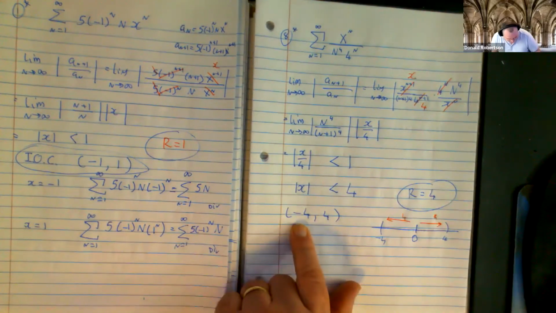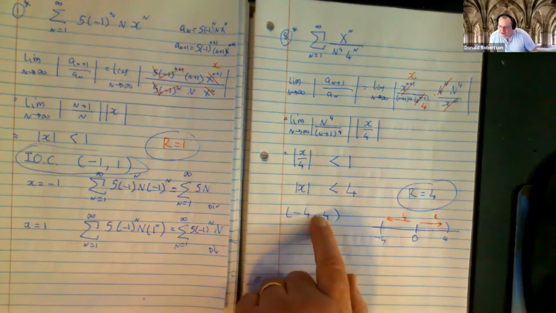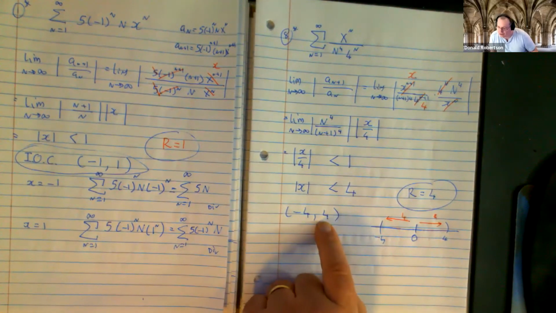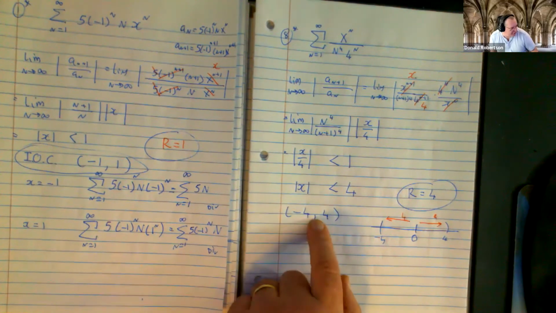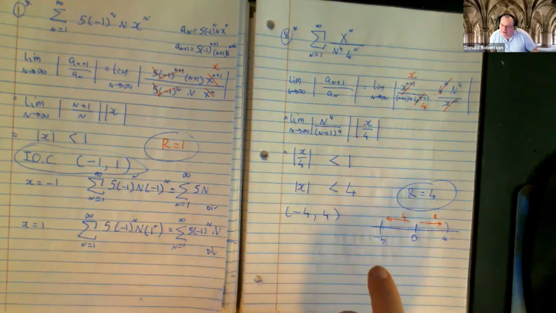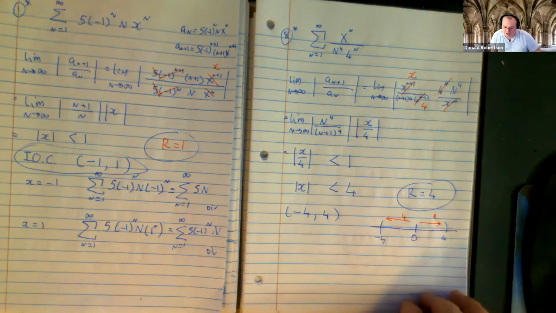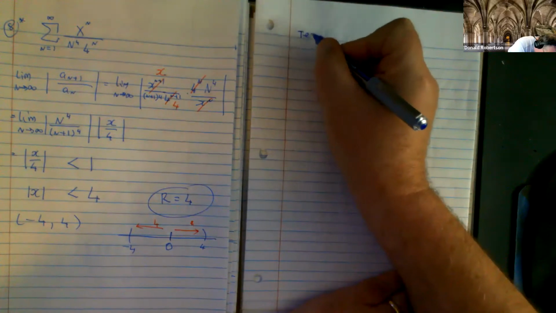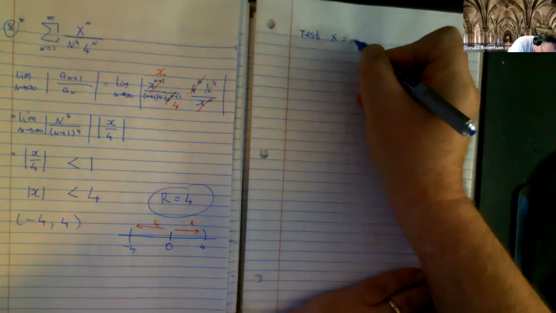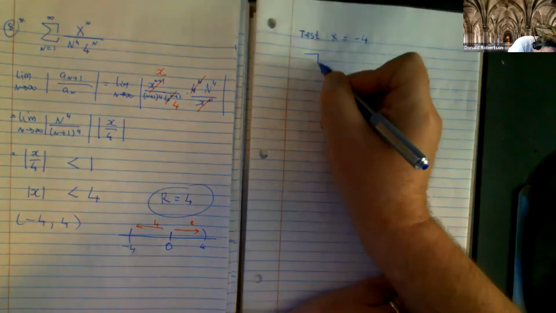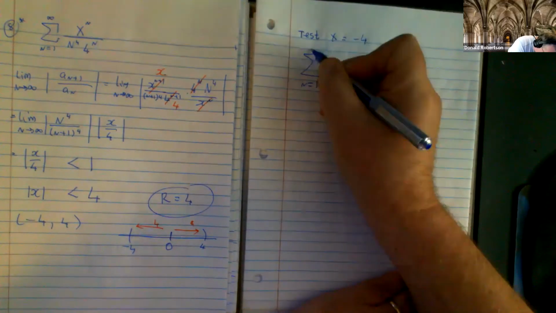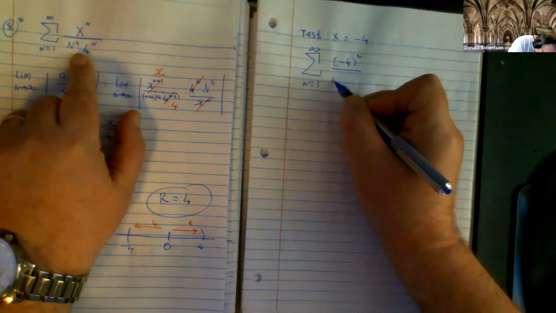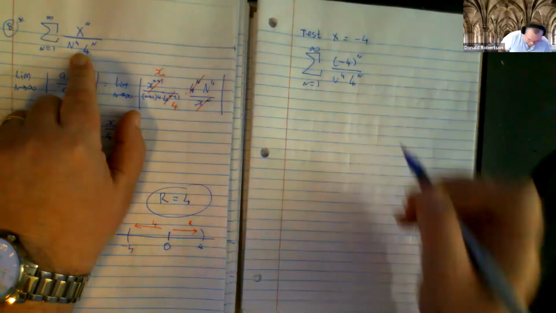Of course, don't we still have a problem with the endpoints? And up to this point, all the endpoints ended up failing. They weren't usable. But I chose this question because there are some that work. So there are 2 endpoints to test. I'm going to test x equals -4 first. So my series becomes -4 to the n over n to the 4, 4 to the n.